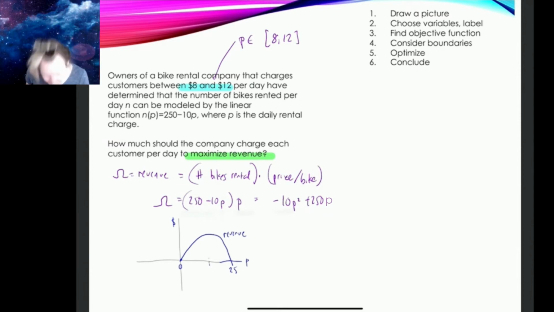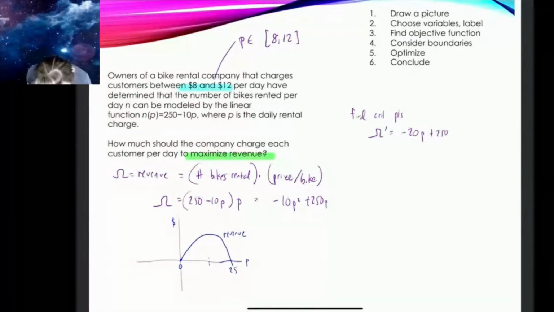We can conjecture then that the optimal value is going to lie halfway in between. Hopefully you're starting to see that pattern for problems that deal with parabolas. Let's find that value using calculus. So I need to find the critical points. We've got a parabola, and so there's going to be one critical point. Omega prime is going to be minus 20P plus 250.